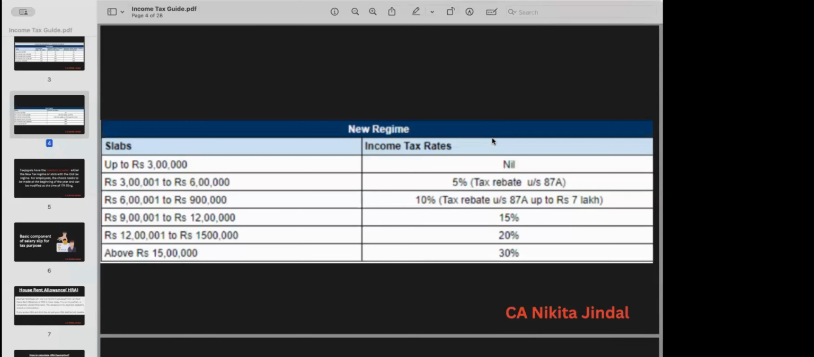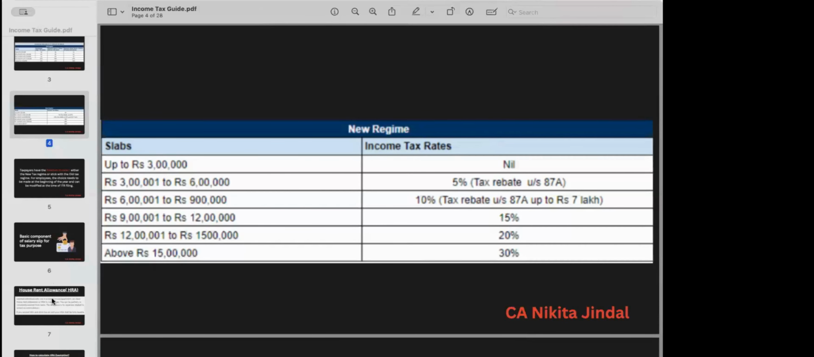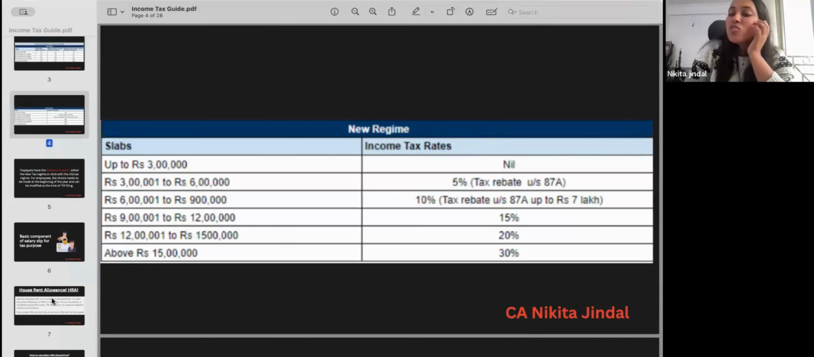Who all are considered dependents for claiming 80DD? Sorry, come again. Who all are considered dependents for claiming 80DD? The dependents are your spouse, your children, your parents. Okay.